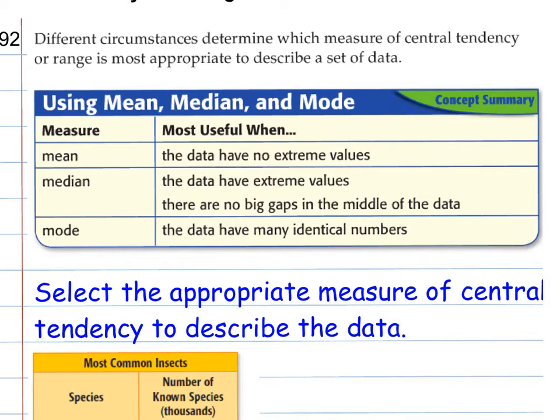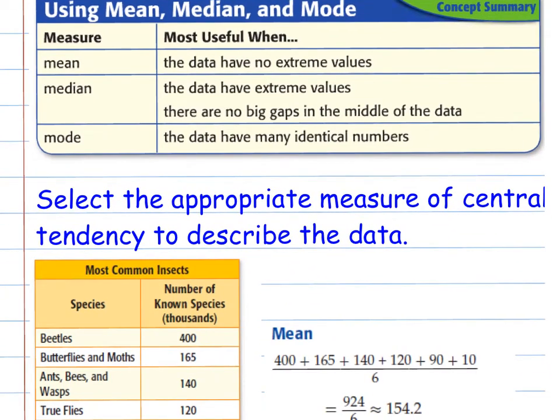That's extreme. The median is best when the data have extreme values, so you don't want anything that's way out of range, or when there's big gaps in the middle of the data. So say we had numbers of 1, 2, 3, and then we had 7, 9, 8, and so on. So there'd be a big gap between 3 and 7. The mode is best when the data have many identical numbers. It's most useful, so if there are a lot of repeats, you're going to want to use the mode.